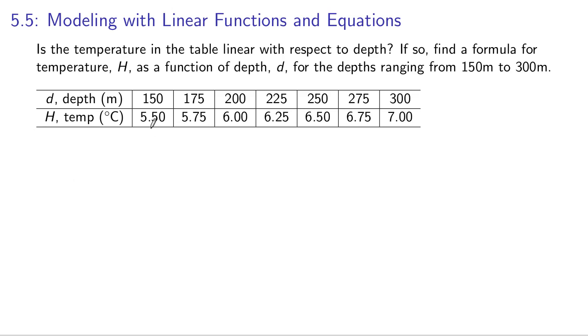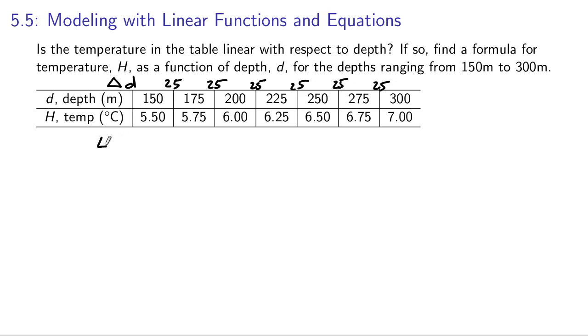Well, let's look. So we have 150, 175. Let's write the change in depth here between each two cells. 25, 25, 25, 25, 25, 25. So each change in the input, in our independent variable, is 25 meters.